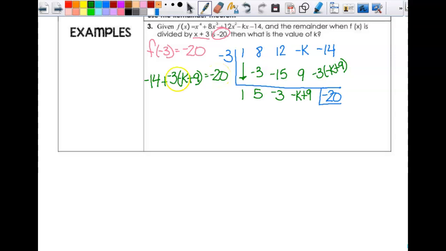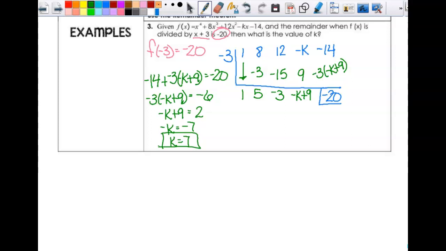So when you write this out, if you'd have just put minus instead of plus a negative 3, it would be fine either way. So I'm going to start by adding 14. So I get negative 3 times negative k plus 9 equals negative 6. Then negative 6 divided by negative 3, I'll get negative k plus 9 equals 2. So then negative k equals negative 7. So k equals 7. What questions you got? We good on that?